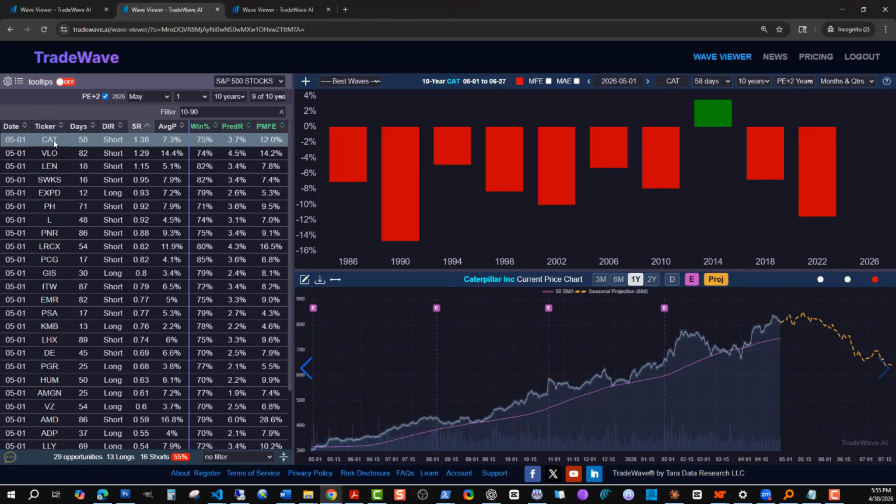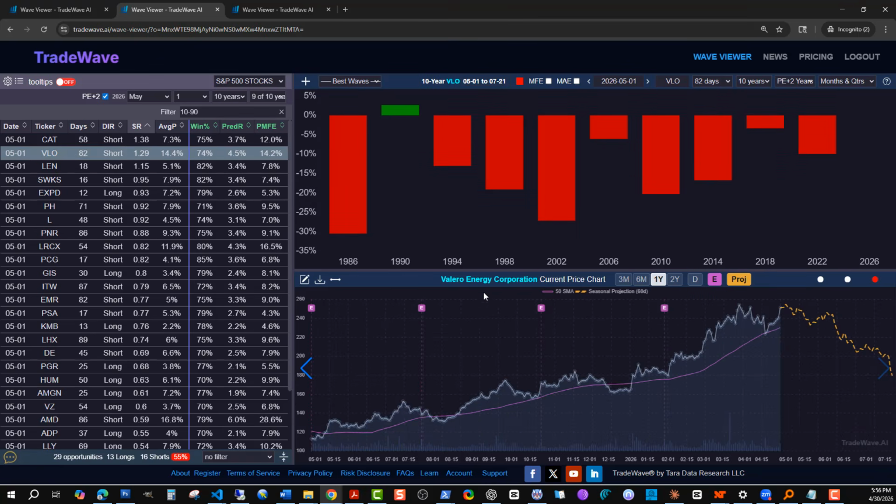The very first one is Caterpillar. For the 58-day period that I have selected, historically in 9 out of 10 years it went down. And the green columns are the AI scoring columns. It shows you the calibrated probability. It says that it has a 75% chance of repeating for 2026. Next one, Valero Energy Corporation. Also short, 82 days from tomorrow, May 1st, until July 21st.